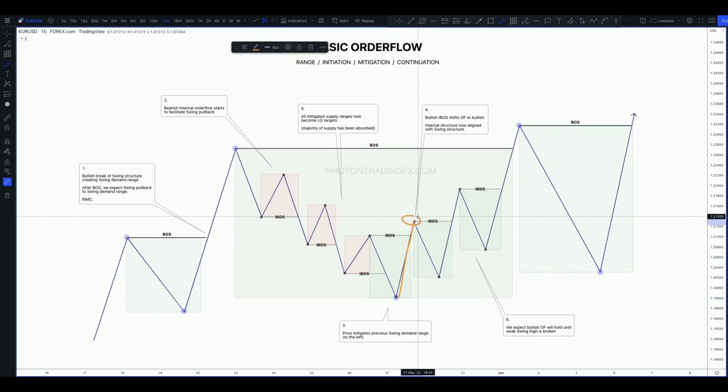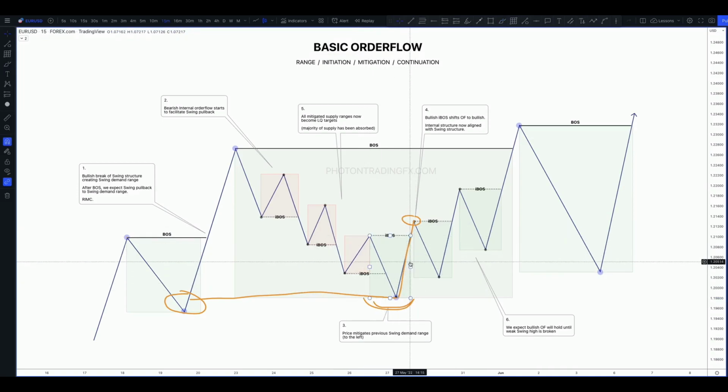So at this point here, what has happened? Now price has mitigated some refined demand within the previous swing range. So this is when we're first expecting that swing high low could be formed. We then get a bullish internal break of structure to the upside to form a bullish internal higher high. So now the order flow, these series of red supply ranges, has switched to bullish. So now we have this new internal demand range, from the low to the high, and we drag it across to where it breaks.